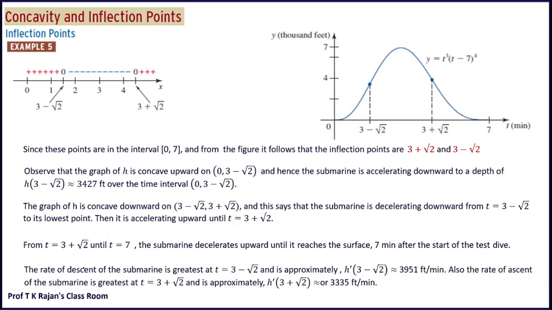Now, the rate of descent of the submarine is greatest at 3 minus root 2. Here it is descending. Similarly, at 3 plus root 2 the rate is the maximum, which means the rate of ascent, here it is ascending, is the greatest at 3 plus root 2. Here the rate of descent is greatest at 3 minus root 2. So these 2 points are important as far as this problem is concerned.